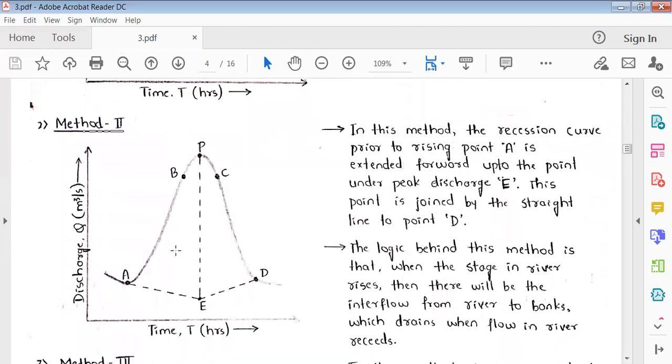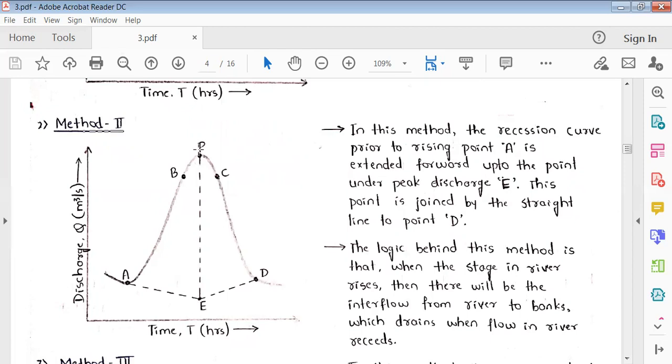The second method is the same thing. Again, you plot the discharge versus time, with the same points A, B, C, and D. Then you draw the lines. In this, what happens is the recession curve: point A is extended forward, point D is extended backward, like this.